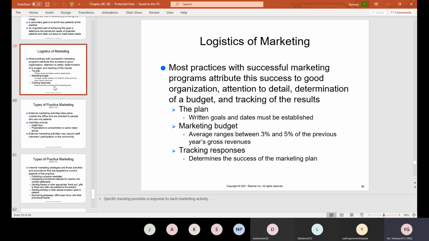The logistics of marketing. Most practices with successful marketing programs attribute this success to a good organization, attention to detail, determination of a budget, and tracking of the results. The plan: written goals and dates must be established. Marketing budget: average ranges between 3% and 5% of the previous year's gross revenues. Tracking responses determines the success of the marketing plan.